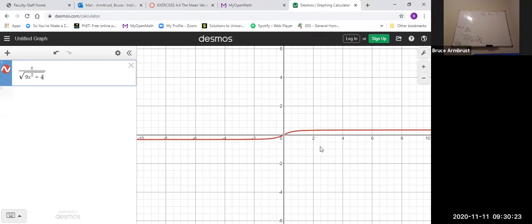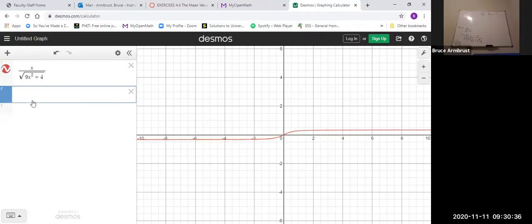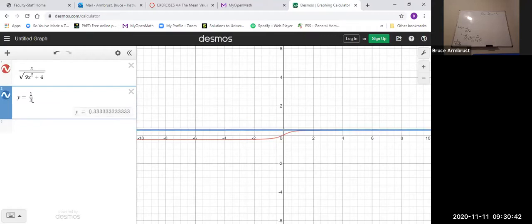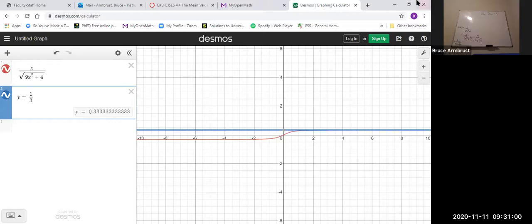All right, so do you see it? Do you see the horizontal asymptote of 1/3? I think if you zoom in, we might be able to. How about if I do this? Let me just draw the line y equals 1/3. So the blue line is that horizontal asymptote. Do you see the function approaching 1/3? Look over here. Yes, it totally does. It's definitely approaching it.